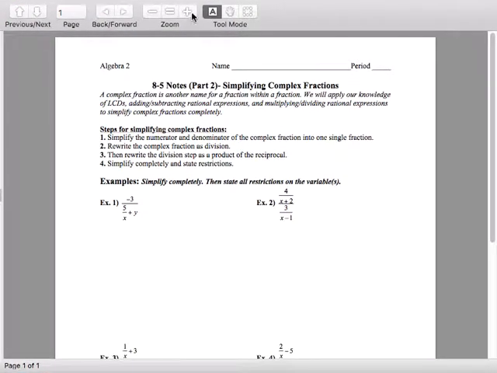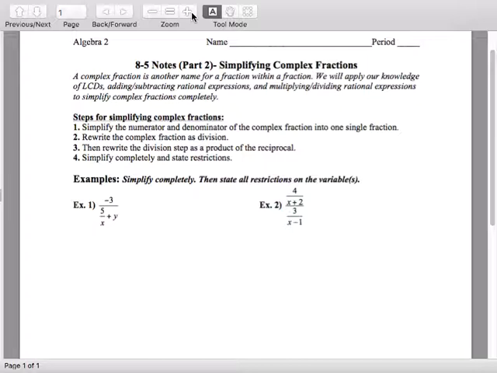All right, so here is the last part of 8.5. A complex fraction is just another name for a fraction within a fraction. So what I would like you to do is to circle this definition, okay? A complex fraction is when you have a fraction within a fraction.